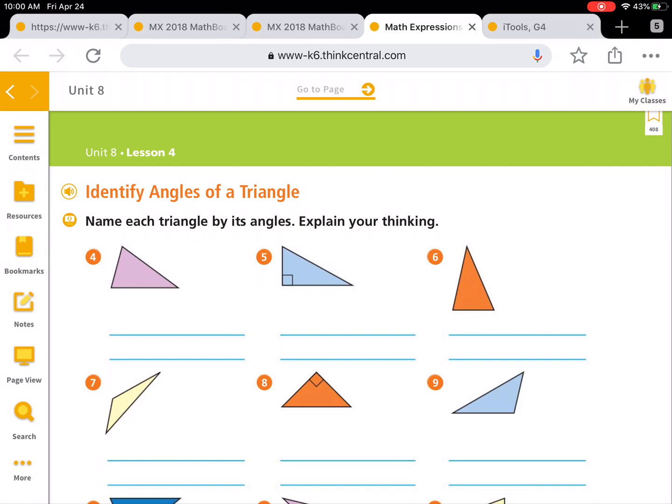Okay, so the number 4, it should be called an acute triangle. Well, you can see that there are 3 acute angles. Number 5, you can see there's one right angle, so that makes it a right triangle. Number 6, all of those angles are acute, so we have an acute triangle. Number 7 is a little different, isn't it? Actually, number 7 and 9 are both obtuse triangles. And then number 8, you can see the right angle symbol, and that is going to be a right triangle.